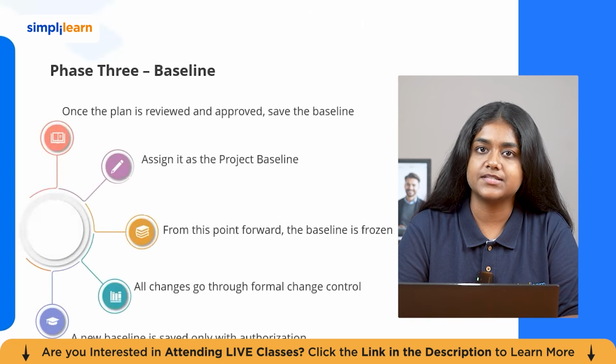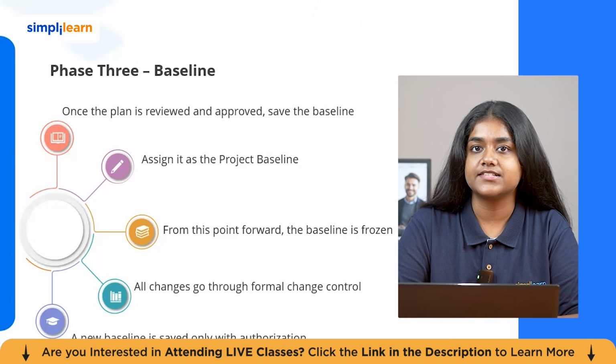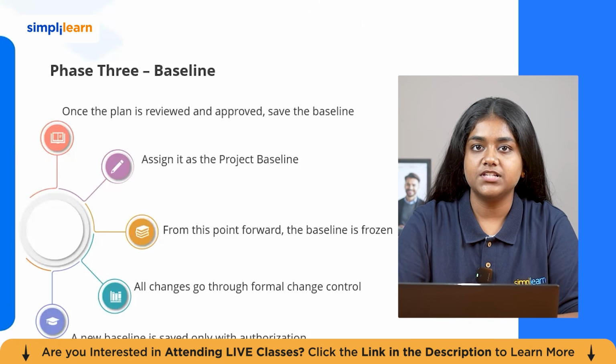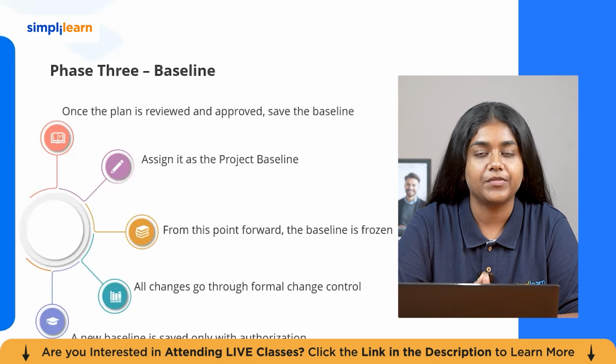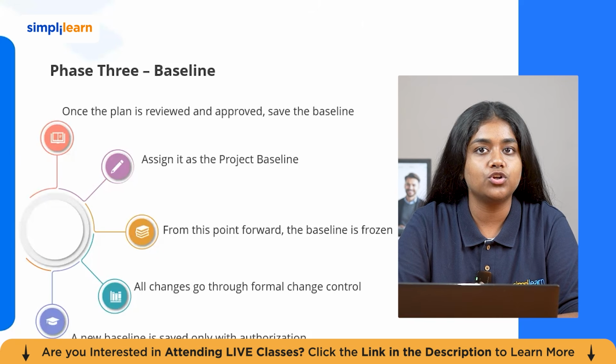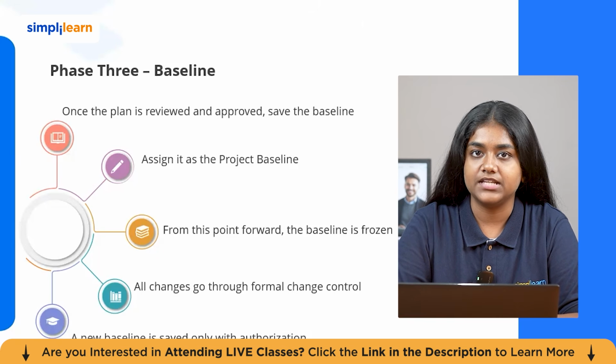So the next phase is baseline. Once the plan is reviewed and approved, you save the baseline and assign it as a project baseline. From this point forward, the baseline is treated as frozen. It becomes a reference point for measuring all the future progress. Any changes after this stage should go through a formal change control process. A new baseline should be saved only when the proper authorization is given.